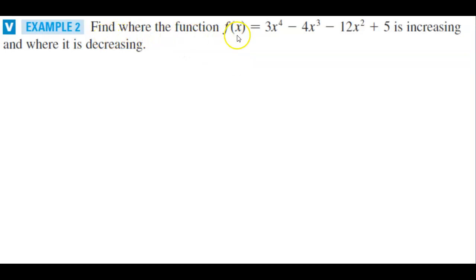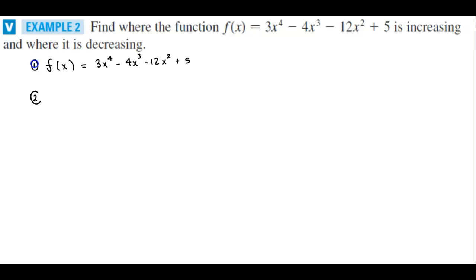Example 2. Find where the function f of x is equal to 3x to the fourth minus 4x cubed minus 12x squared plus 5 is increasing and where it is decreasing. Okay, so let's first write out the function. So we know that the function f of x is equal to 3x to the fourth minus 4x cubed minus 12x squared plus 5.